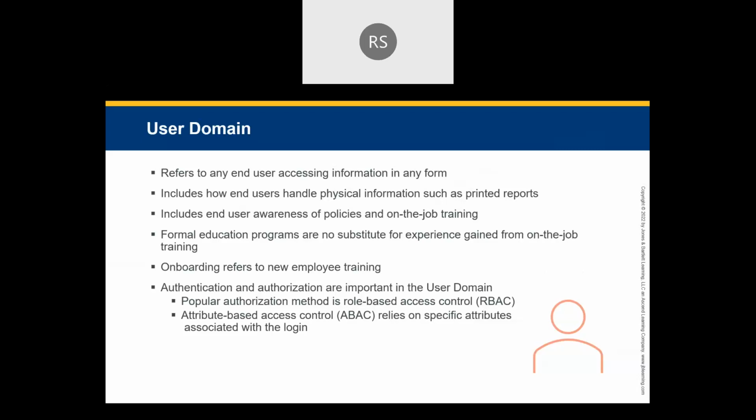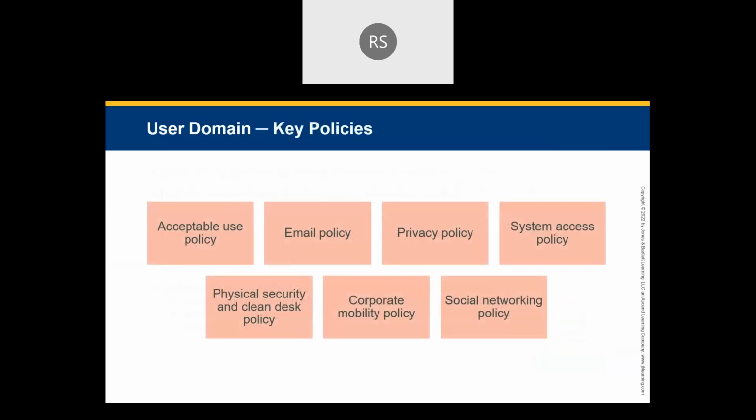Another method of authorization is attribute based access control. This relies on specific attributes associated with a user's login, such as their job title, location, or department. These attributes determine the access and permissions granted to the user, allowing for more granular control over resource access.